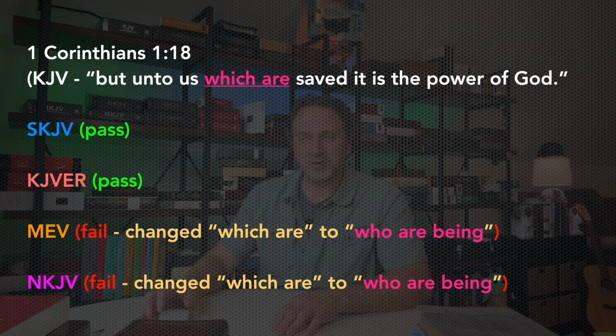1 Corinthians chapter 1, verse 18, KJV: "But unto us which are saved, it is the power of God." Now, this is a good one. SKJV, pass. KJVER is a pass. MEV and New King James both are a fail, and they failed in the same way. They changed "which are" to "who are being." So it would read, "But unto us who are being saved," not "which are saved." I know a lot of people have some serious problems with that.